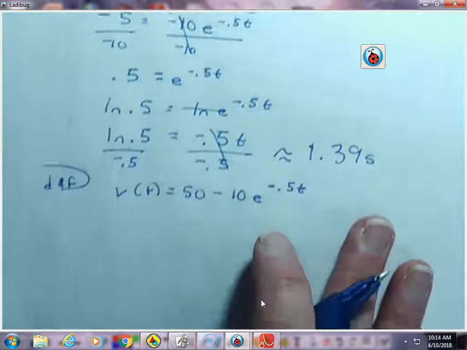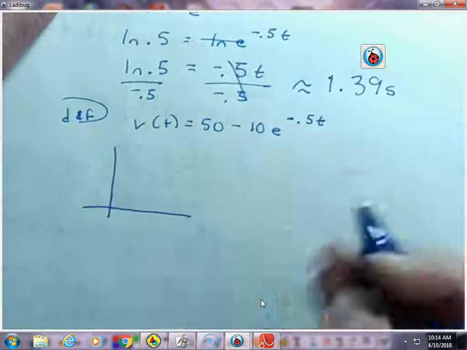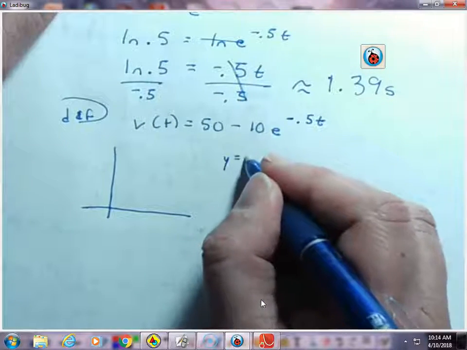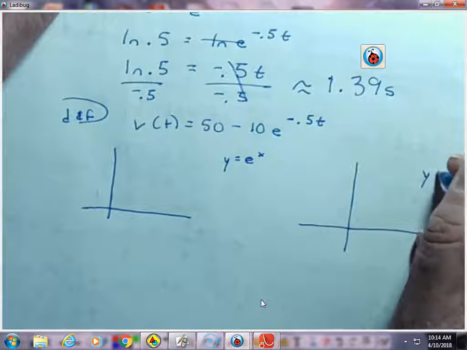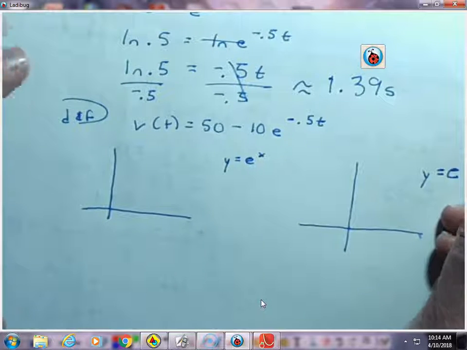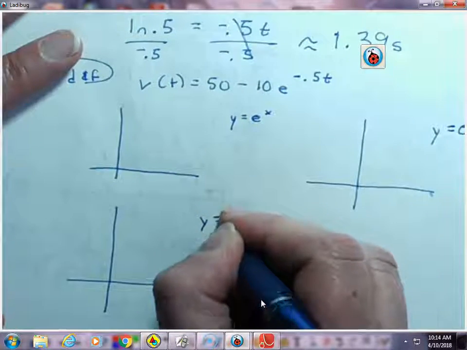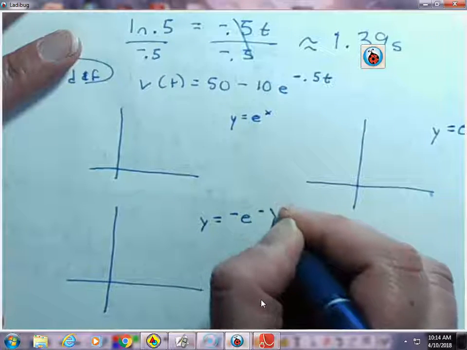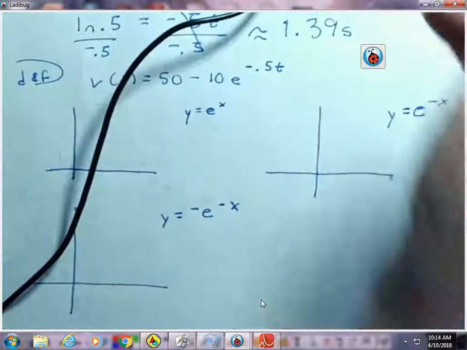Okay, so I want you to think about what this is going to look like. So first, I'd like to know what this is. It's just a number. I'm going to use more room than I have just to kind of get the idea of all this. I would like someone to come up and sketch e to the x, then a sketch of e to the negative x, then a sketch of negative e to the negative x.